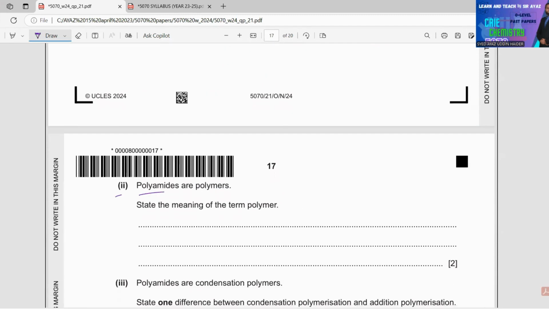Number 2, polyamides are polymers. State the meaning of the term polymer. Now they are asking the meaning of the term polymer. It's a large molecule produced from many smaller molecules, or monomers.